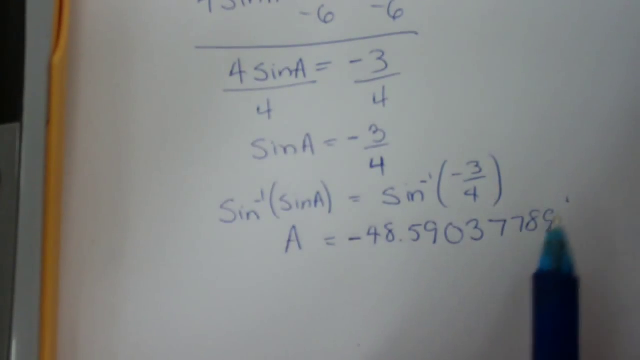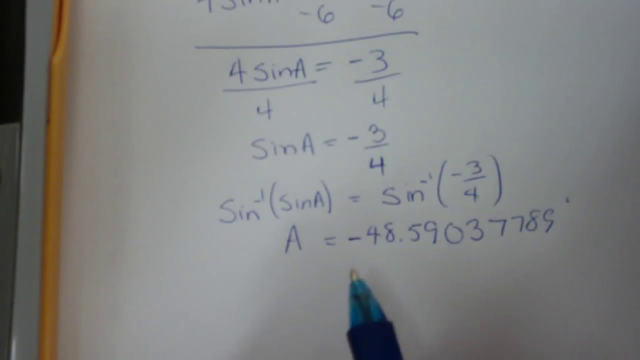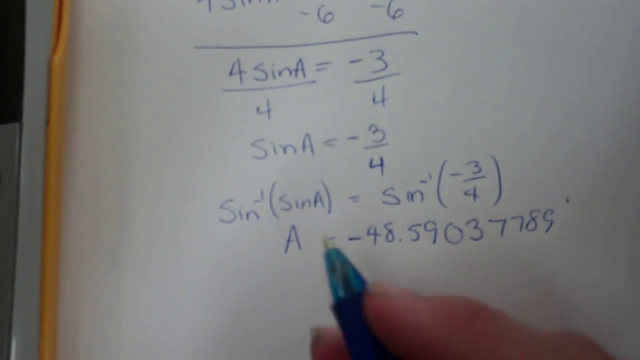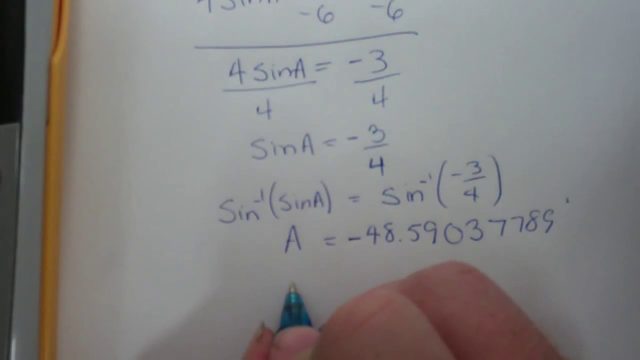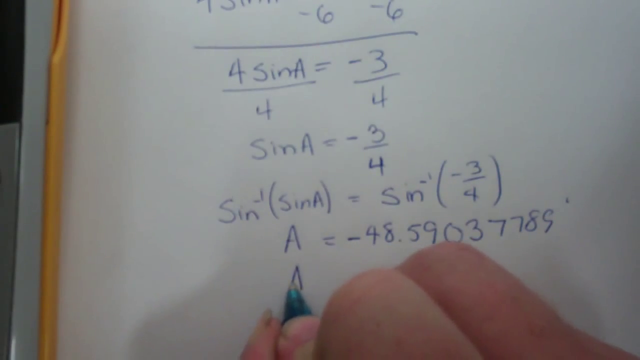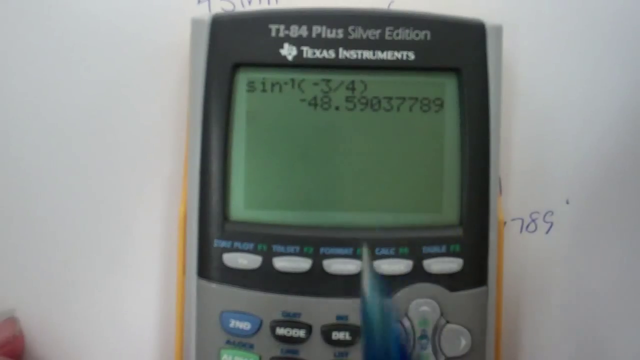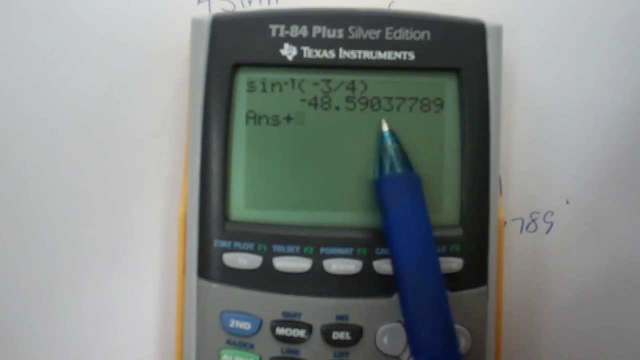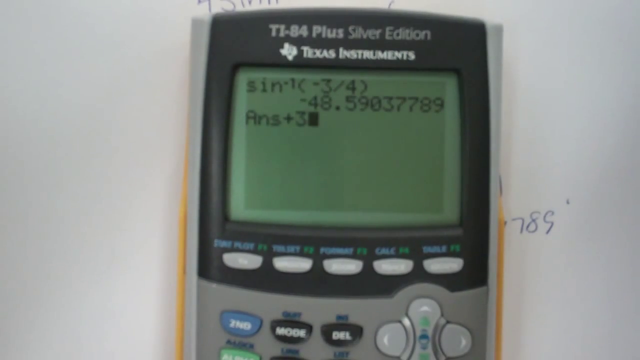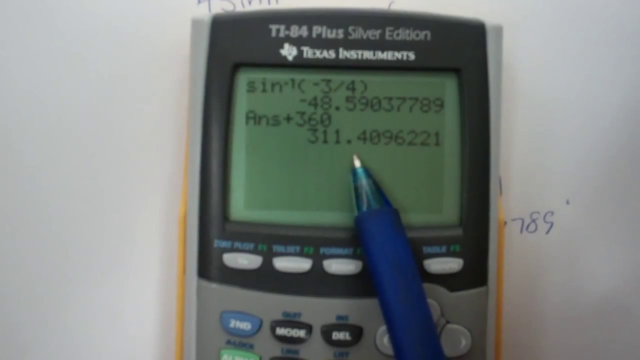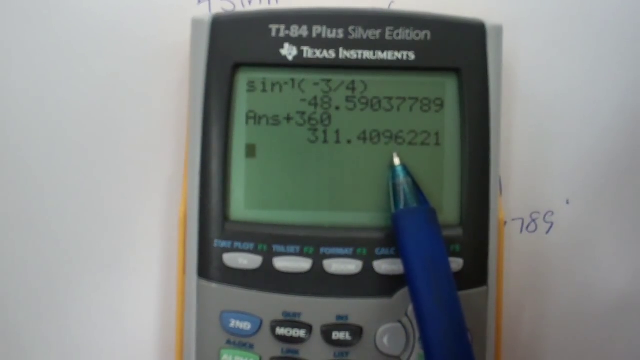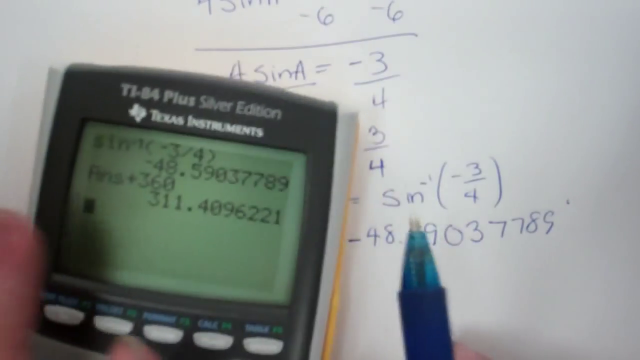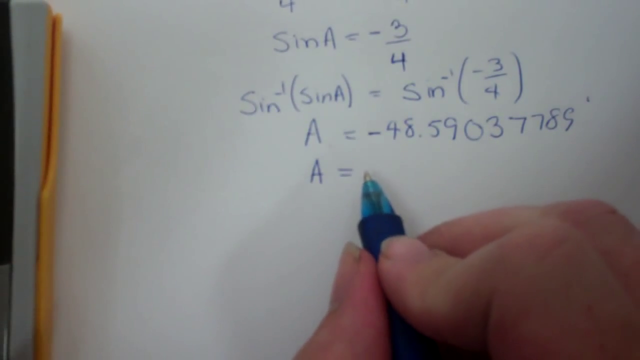We really don't like to have answers that are negative angles, and so let's find an angle that is coterminal with this one, but is positive. And to do that, we'll add 360 to it, right? So we're going to add 360 to this. So the value that we end up with after we do that is, I'm just going to take what I have. If you just press plus after that, it says the answer, this answer, plus 360 more. So we're adding 360. That comes out to be 311.40962221. So I'll write that down right here.